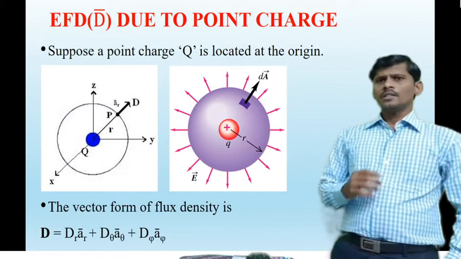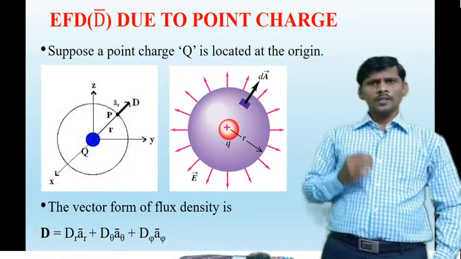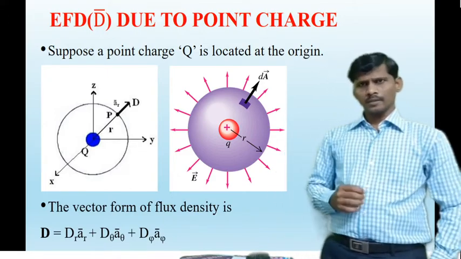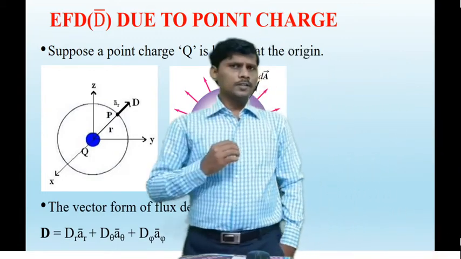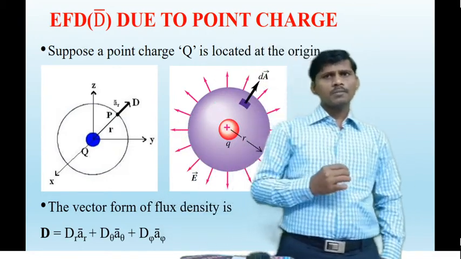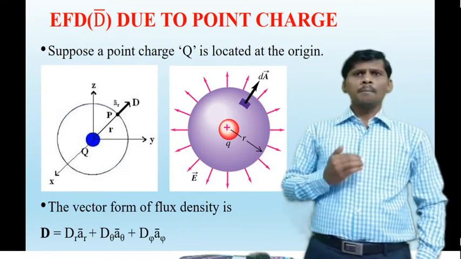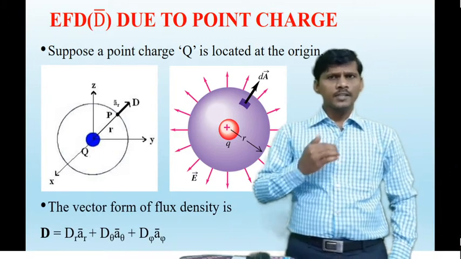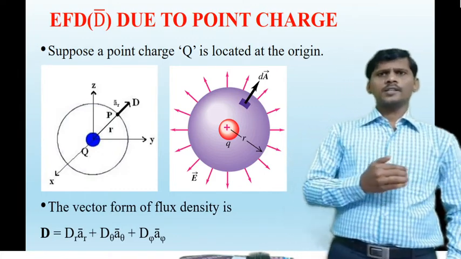So we know that the vector form of the electric flux density is D bar is equal to Dr into ar bar plus D theta into a theta bar plus D phi into a phi bar. In spherical coordinate system, Dr, D theta, D phi are the magnitudes of the electric flux density. ar bar, a theta bar and a phi bar are the unit vectors in the r direction, theta direction and phi direction.